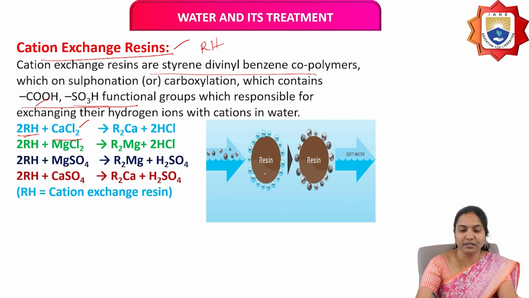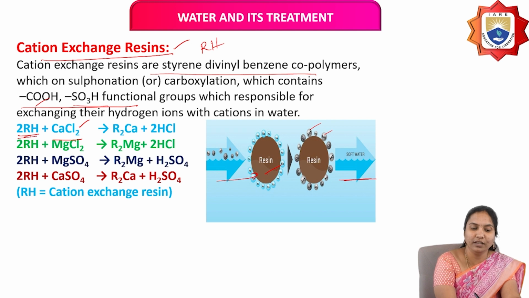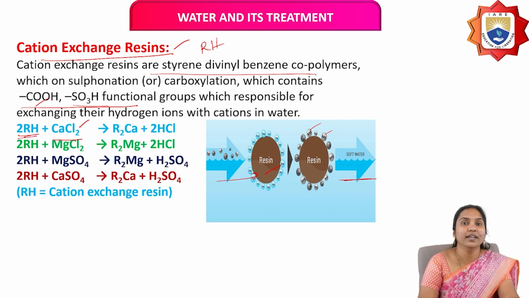You see this is the cation exchange resin. When we are adding water in this, what is the functioning of this resin? The cation exchange resin absorbs all the cations present in water and gives its H plus ions into the water, and what comes out of the water is soft water. So for example, here see RH, cation exchange resin, symbol RH.